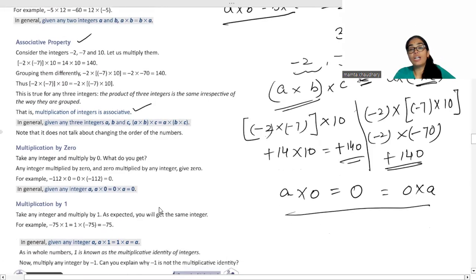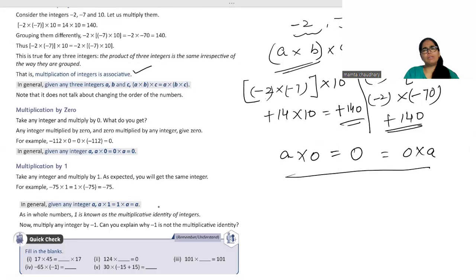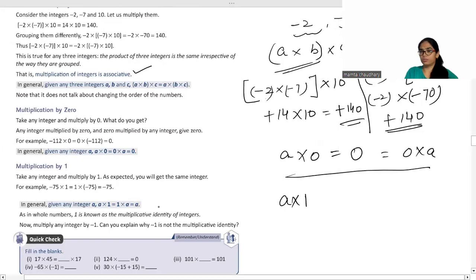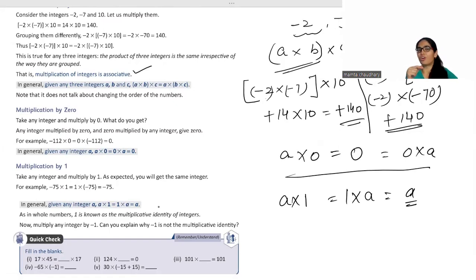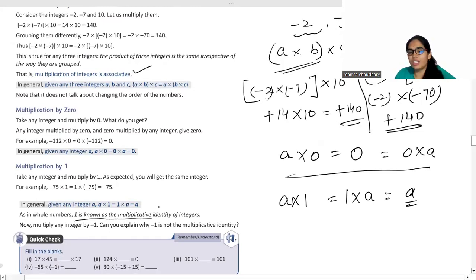Okay. Now multiplication by 1. If you multiply any number by 1, or 1 by any number, you will get the same number. If you are getting the same number, then what do we call it? We call it identity, and in the case of multiplication, we call it the multiplicative identity. So 1 is known as the multiplicative identity of integers. You can take any number, for example, I'm taking minus 63. If I multiply it by 1, what will I get? I will get minus 63 only, right?